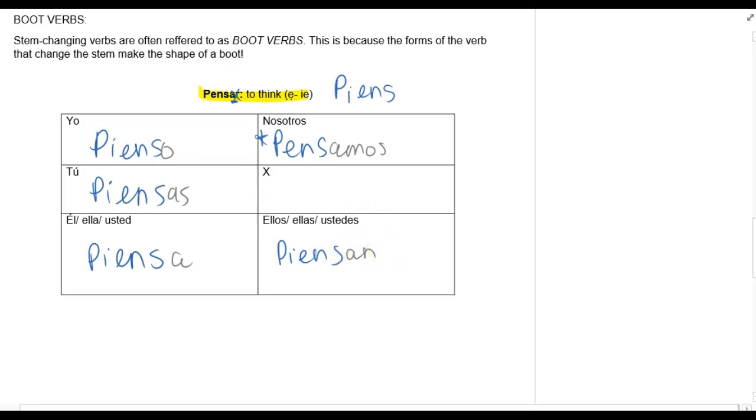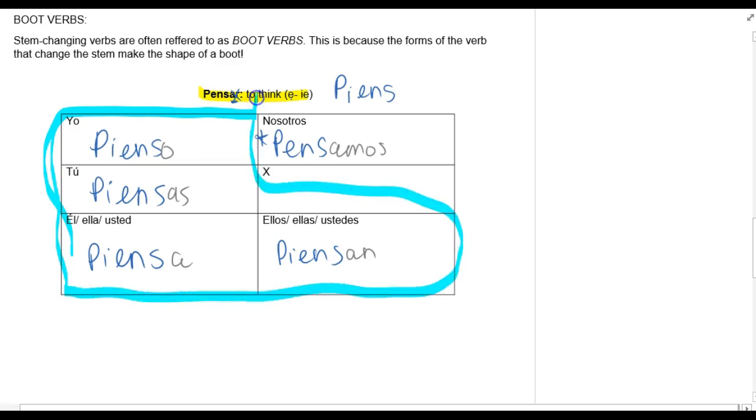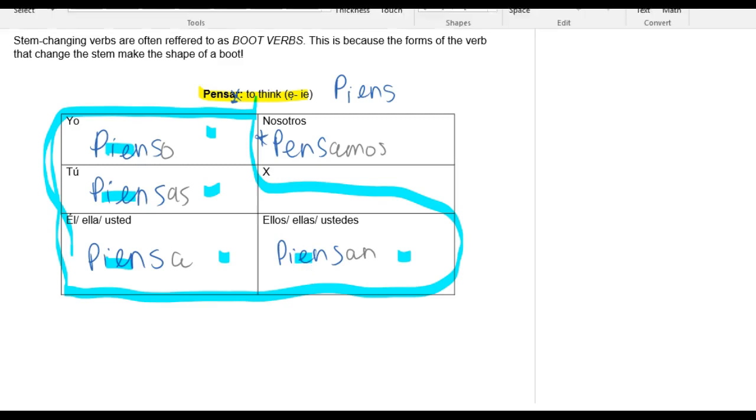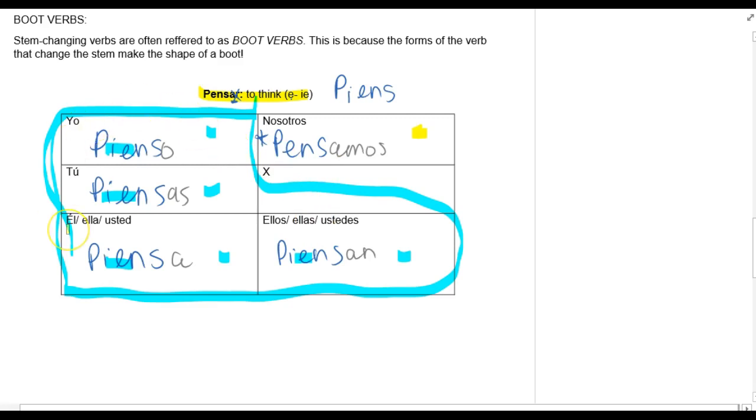Okay. Now, this is why they're called boot verbs. And this is a nice little diagram just so that you know when you should be changing those stems. So if you outline the verbs that you change the stem for, in the yo, tú, él, ella, usted, ellos, ellas, y ustedes, this changes, right? The E to IE. However, in the nosotros form, right over here, it doesn't. So the chart pretty much makes the shape of a boot. And actually vosotros also does not change. But again, we don't use it that often, so you only have to worry about nosotros.